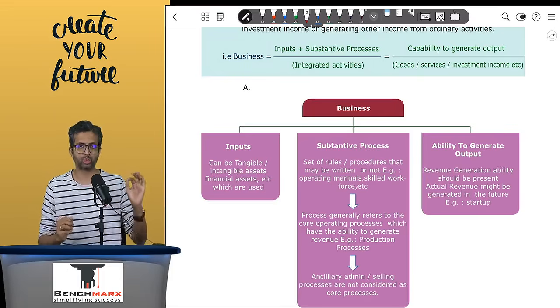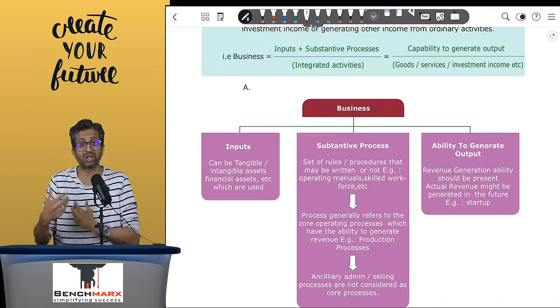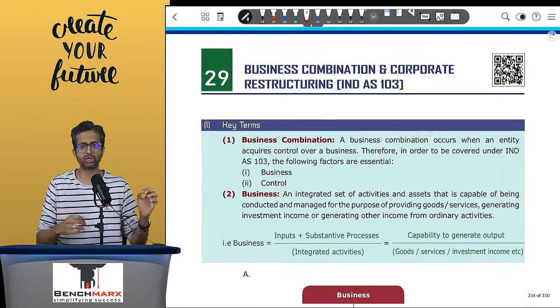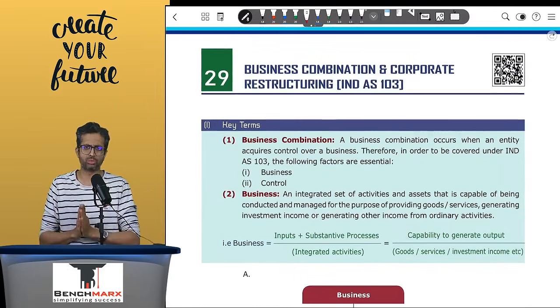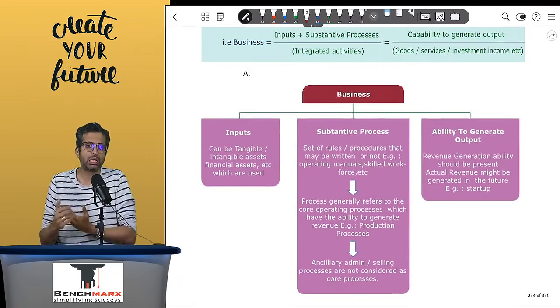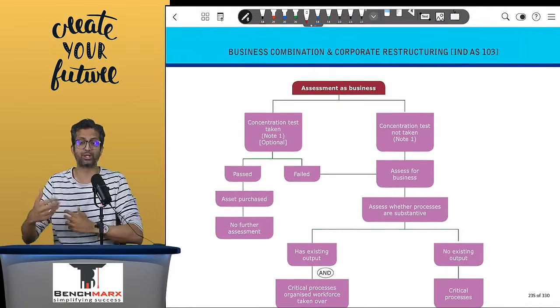And second is control. Now control comes from power, which comes from the ability to direct the relevant activities, which gives us exposure to variable return and a linkage between power and variable return. There are a lot of moving parts in these definitions, so let us quickly go through what is meant by business in a much more detailed manner.